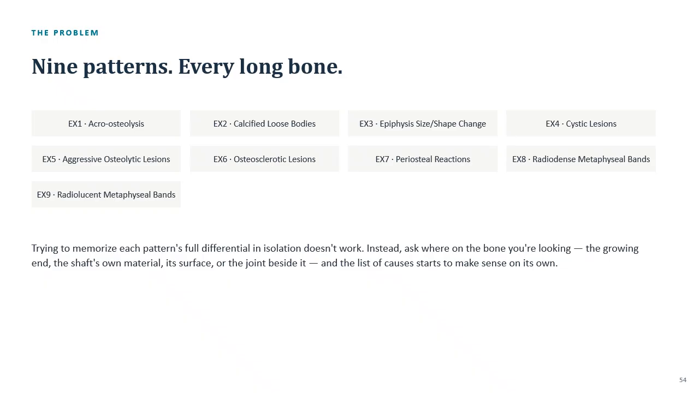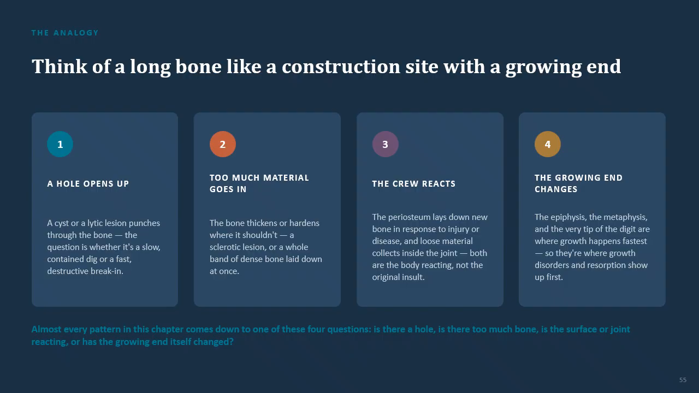We're going to start with these patterns, and we're going to start with the questions of where that abnormality is happening in the bone, and what is actually happening to the bone as a result of that abnormality that we're seeing. All right, so we have 9 patterns, and we have 4 buckets, and we also have our analogy here.